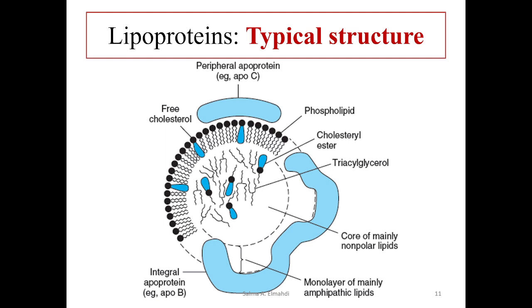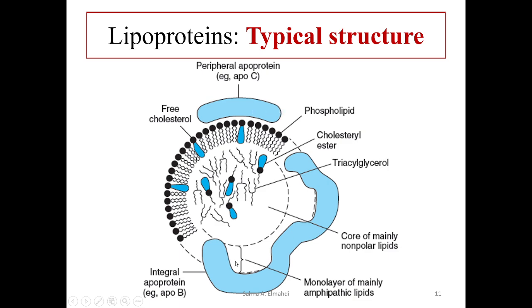And this is a cross section of a typical lipoprotein. It is almost globular, and as you can see, this is the surface that is facing the aqueous environment, and this is the core of the lipoprotein. The core contains the non-polar lipids, mainly cholesterol esters and triacylglycerols. The lipid content of the surface are free cholesterol and phospholipid, and as you can see, their heads, the polar part of their molecules, are facing outside, while the non-polar tail is facing inside.